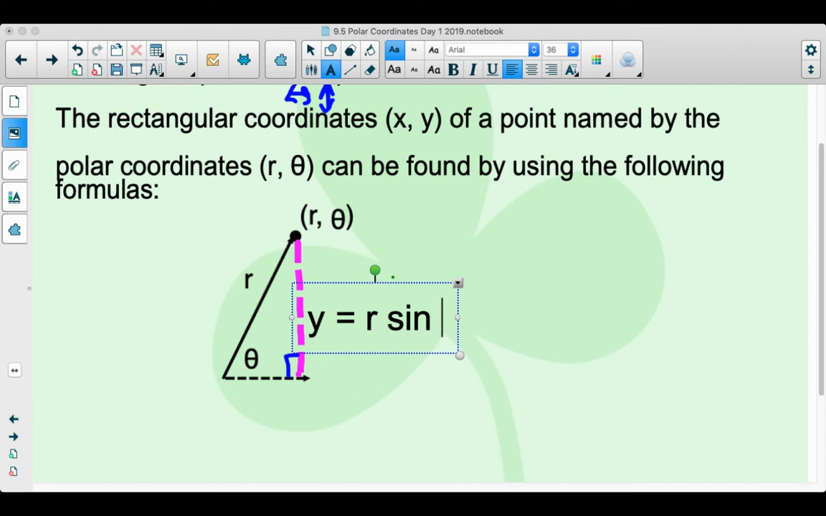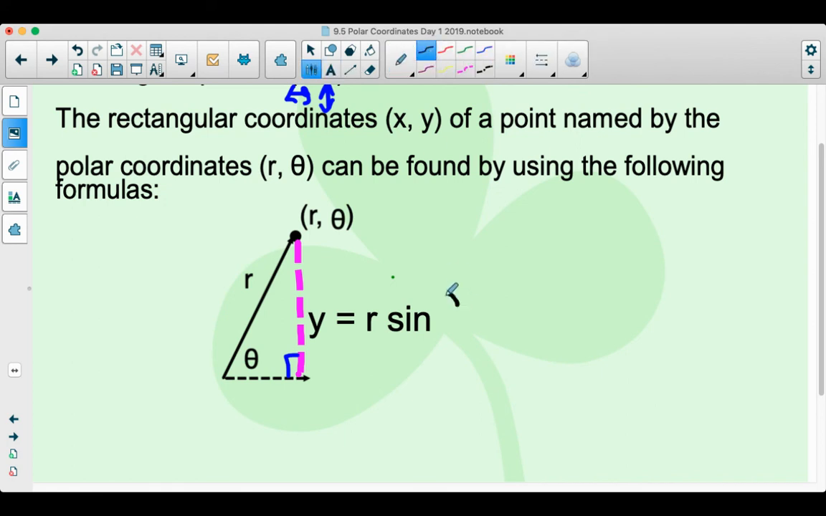So r times the sine of theta. And that, of course, comes from the fact that if we have a right triangle, we can set up the proportion that the sine of theta is equal to the ratio of the height opposite the angle compared to the radius. So simply multiplying both sides by r yields us this equation.